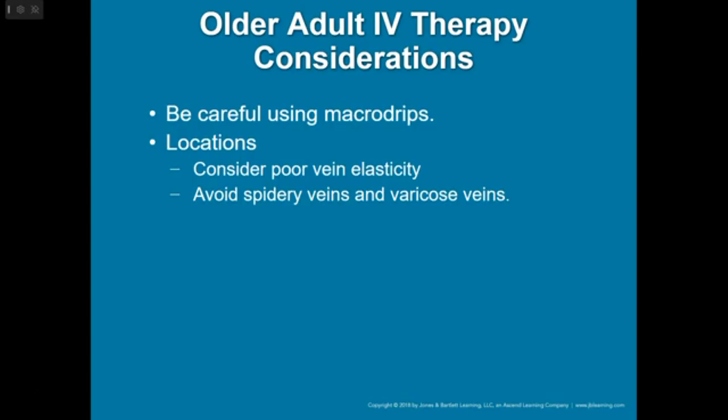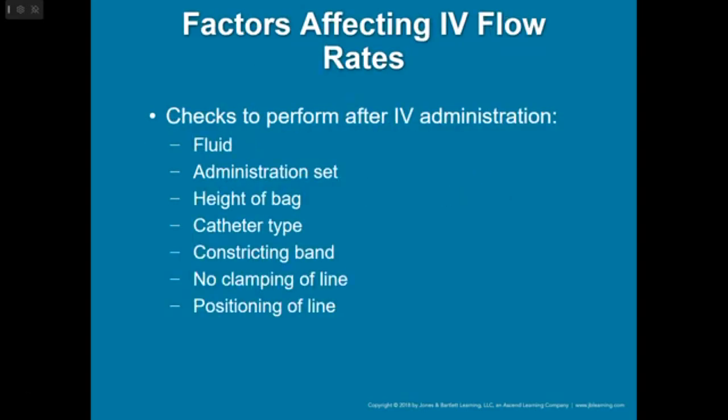Locations to consider. With older folks, their veins aren't as elastic. The elasticity there is poor. They're going to be more likely to roll. They're going to be more fragile. So you want to make sure you're getting good traction. Avoid spidery veins or varicose veins. Those are not ideal sites. They actually have poor blood flow. They're just kind of more stagnant blood there. So if it looks kind of too good to be true there with the varicose veins, avoid that. Practice, practice, practice. That's all I can say.